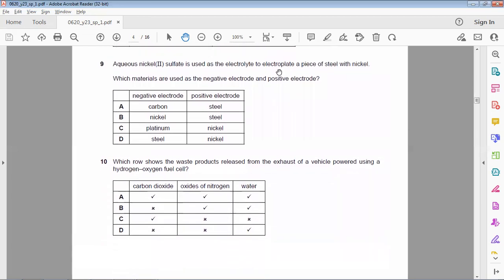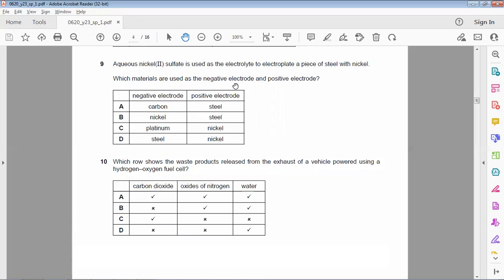Number 9, another electrolysis question. We have aqueous nickel(II) sulfate. This is going to be electroplated. We want to plate a layer of nickel on a piece of steel. So what should be on the negative and the positive electrode?